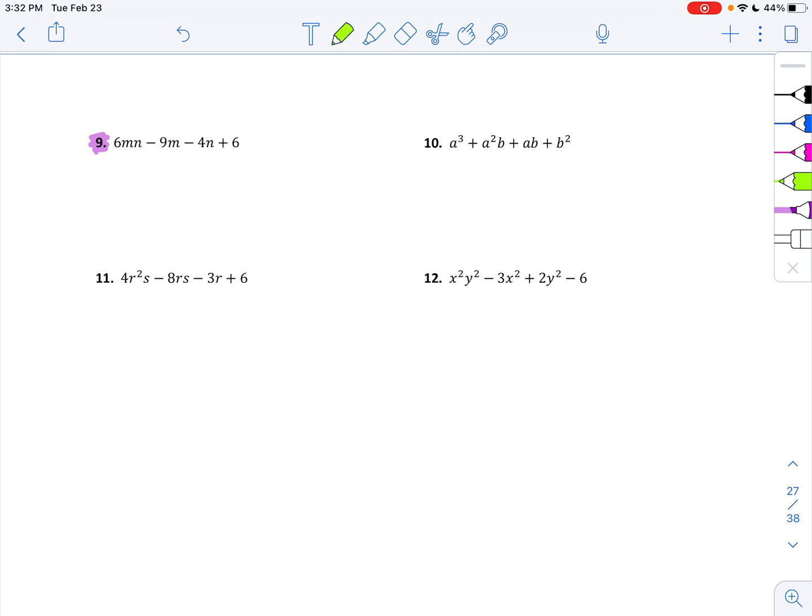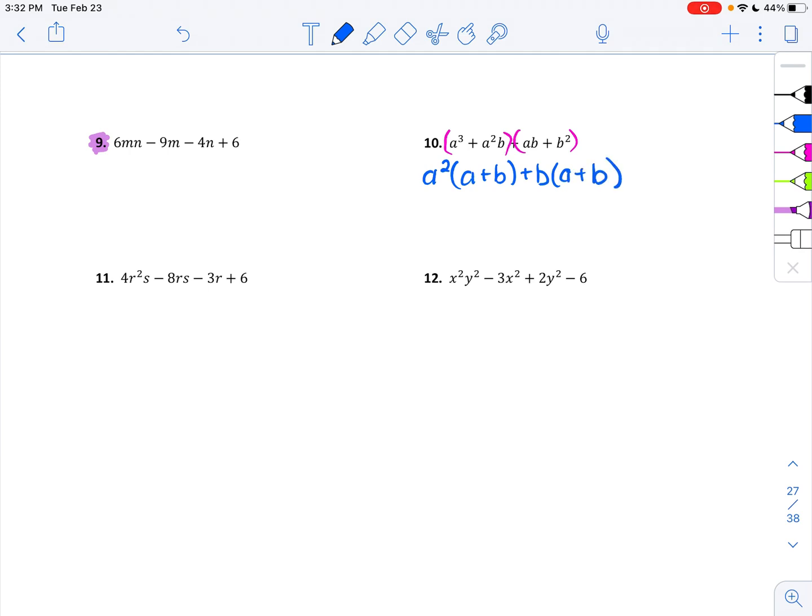So number 10, I have a polynomial with 4 terms. There's not a greatest common factor that I can factor out, so I'm going to factor it by grouping my first 2 terms together and my last 2 terms together. Looking at the first group, my greatest common factor there is a squared. And what I have left is a plus b. In my second group, I can factor out a GCF of a positive b. And what I have left is a plus b.